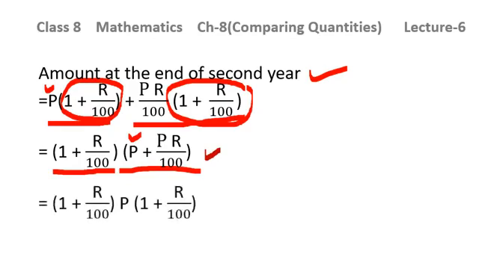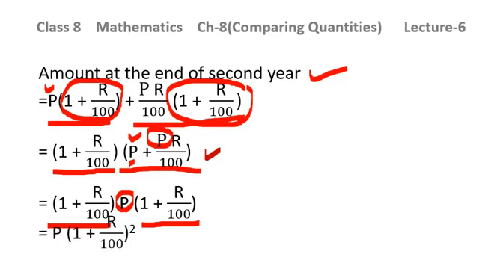Then I have written this once again, 1 plus R over 100. Can I take P common? This P is present here also, and here also. So I have written P outside, and what will be left? 1 plus R over 100. Then this factor is present one time, two times. So I have written 1 plus R over 100 raised to the power 2, and this will be P. So the amount is P bracket 1 plus R over 100 raised to the power 2.